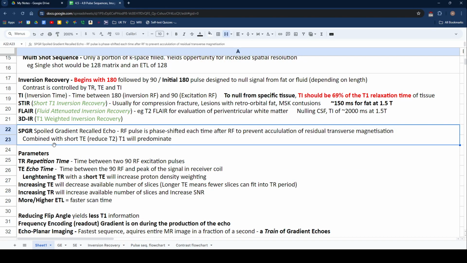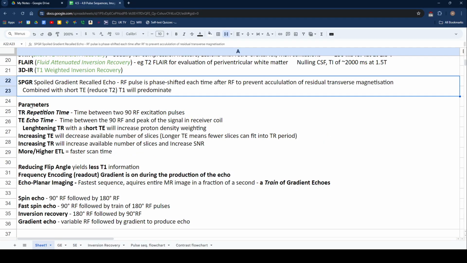Back to the spoiled gradient recalled echo. The RF pulse is phase shifted each time after the RF to prevent accumulation of residual transverse magnetization. Combined with a short TE to reduce T2, a T1 will predominate. So parameters here, TR is repetition time between the two 90 RF excitation pulses. TE is echo time between the 90 and the peak of the signal received.